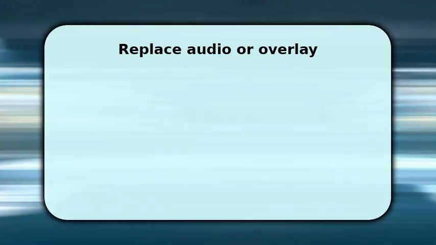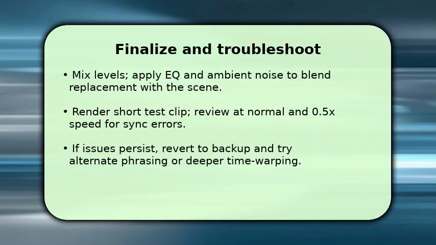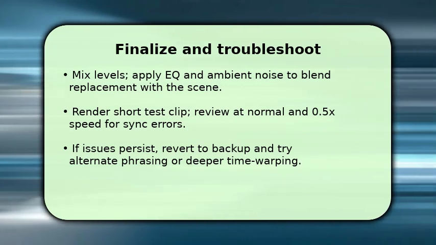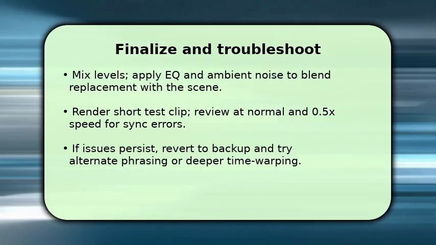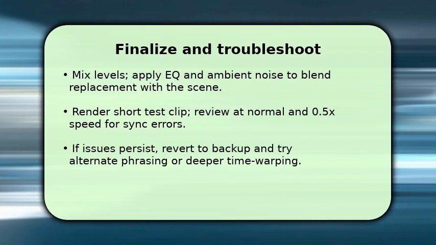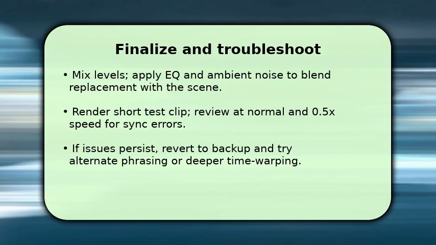You finish by blending and verifying the edit so it's indistinguishable. Mix the replacement audio into the scene using EQ, subtle reverb, and ambient noise to match the original environment, then render a short test clip. Once done, watch at normal speed and at half speed to catch sync or mouth match problems. If you find artifacts or timing issues, revert to your backup and retry with a different take or more precise time warping. Otherwise, export the final file with your project's original codecs and settings.